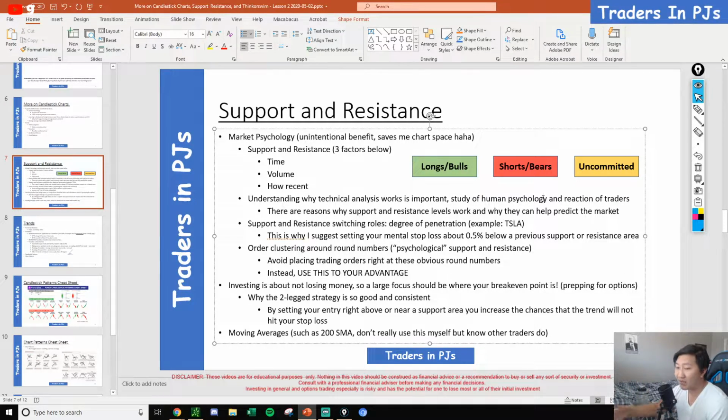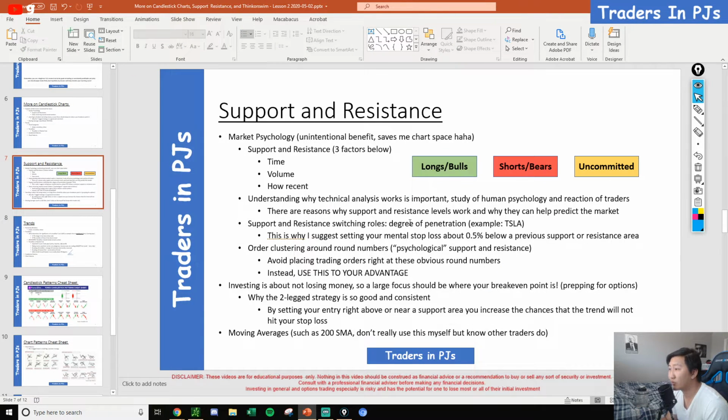If people want to hop on the trend, that pushes it stronger in the existing direction, either up or down. And that's a huge FOMO factor, and that's the reason why support and resistance levels work and why they can predict the market. Hopefully now you can understand why there's going to be pullbacks, and that there's going to be a continuation or a second leg. Not always, but most likely. Support and resistance switch roles, and it depends on the degree of penetration.